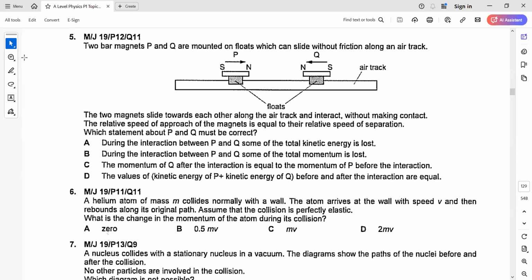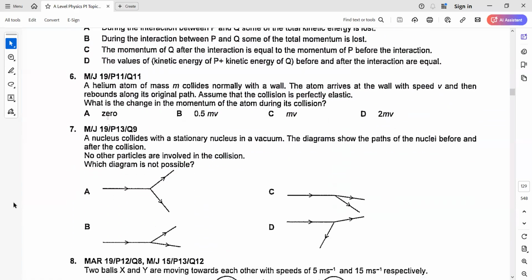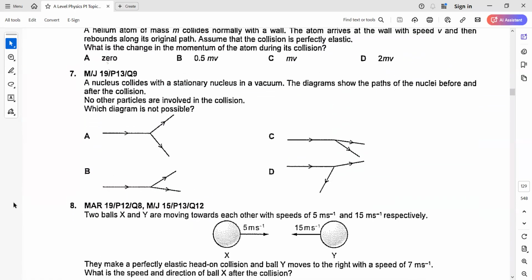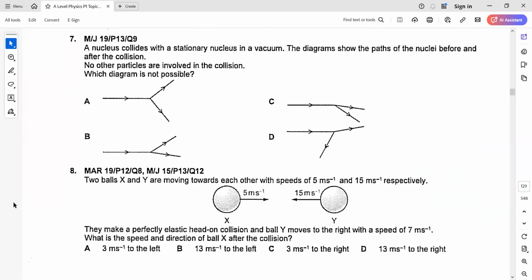I think we have done a lot of questions, right? Let's do a few more. Let's see how it goes. So question 7. This is a very good question, a very simple question. It says a nucleus collides with a stationary nucleus. Okay, no other particles are involved. Which diagram is not possible?